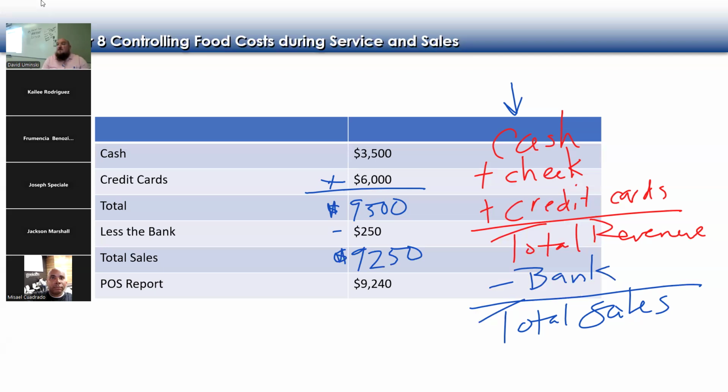So then what we want to do is subtract our POS, our point of sales report, tells me that my sales for that particular time period was 9,240. So when I subtract those two numbers, that means I have a $10 overage. I have $10 more than I should in my cash register.